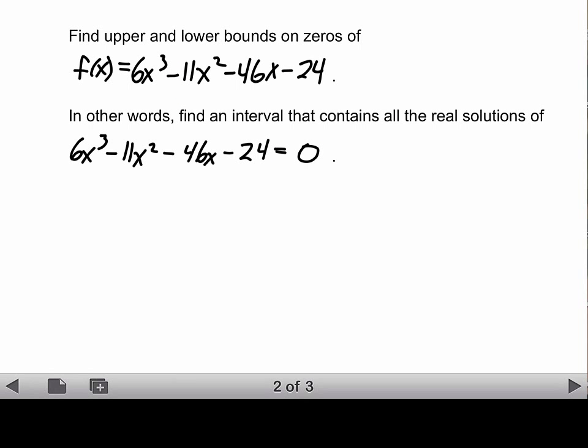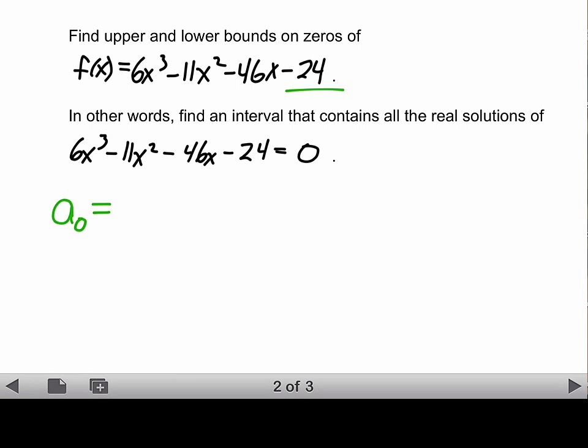Here we're asked to find upper and lower bounds on zeros of a polynomial function. F of x is equal to 6x cubed minus 11x squared minus 46x minus 24. This is the same as asking us to find an interval that contains all of the solutions of that polynomial equals 0. Well, this is part of a process that we're going to use to find zeros. And that process is always going to start with the rational zeros theorem, which tells us how to write down possible rational zeros. And as you may recall, we need factors of the constant.